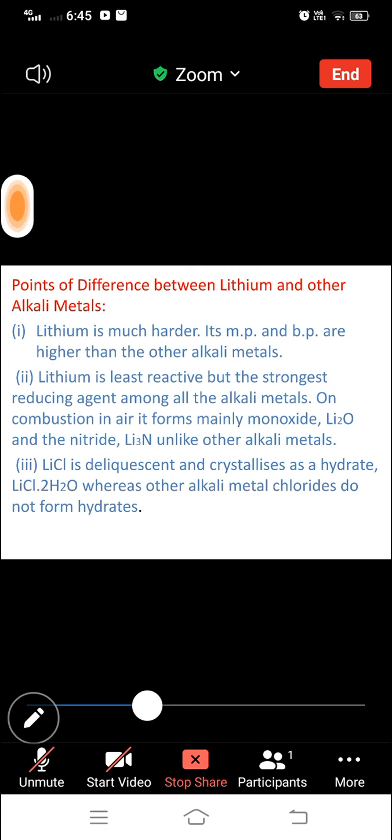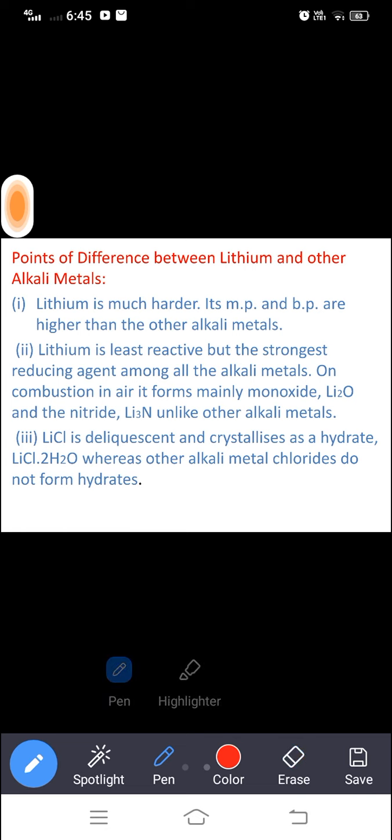Lithium is much harder, and its melting and boiling points are higher compared to the other alkali metals. It is the least reactive, because the size is small, so it does not give up the electron that easily. But it is a strong reducing agent in solution form.